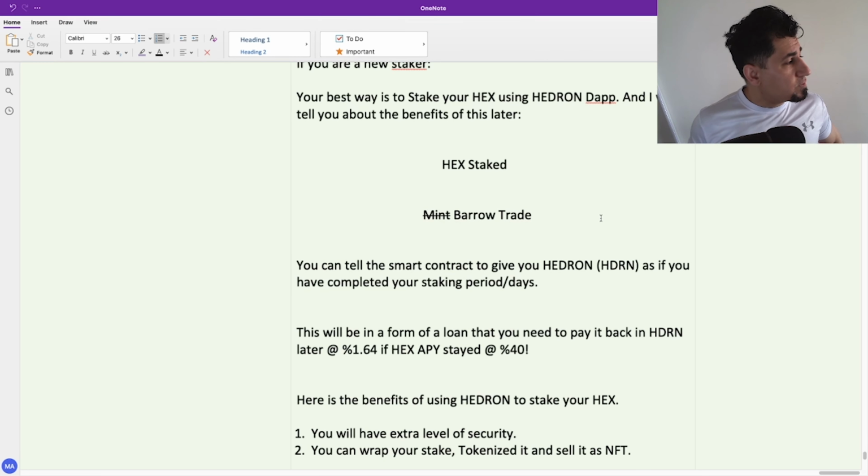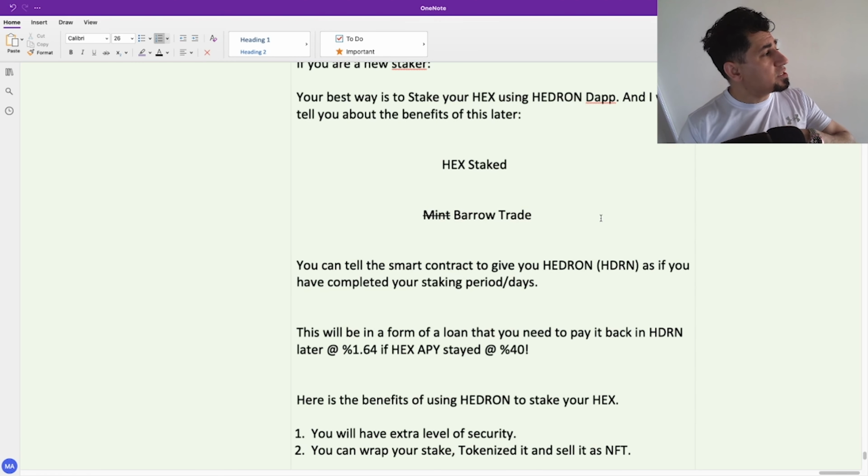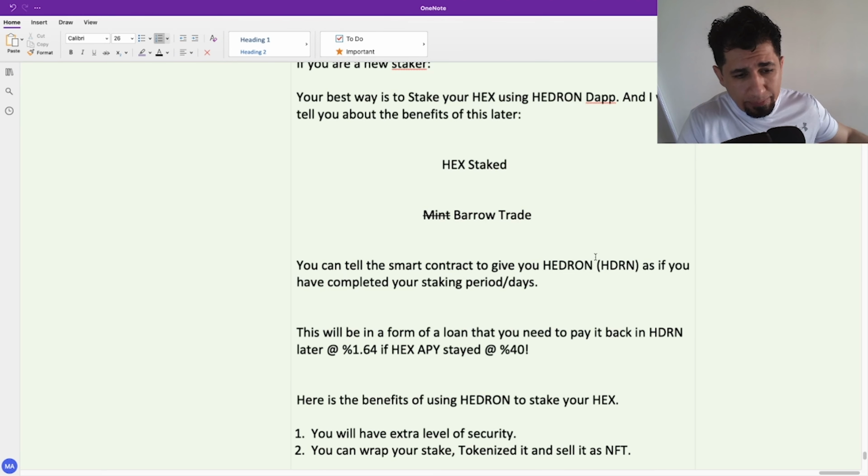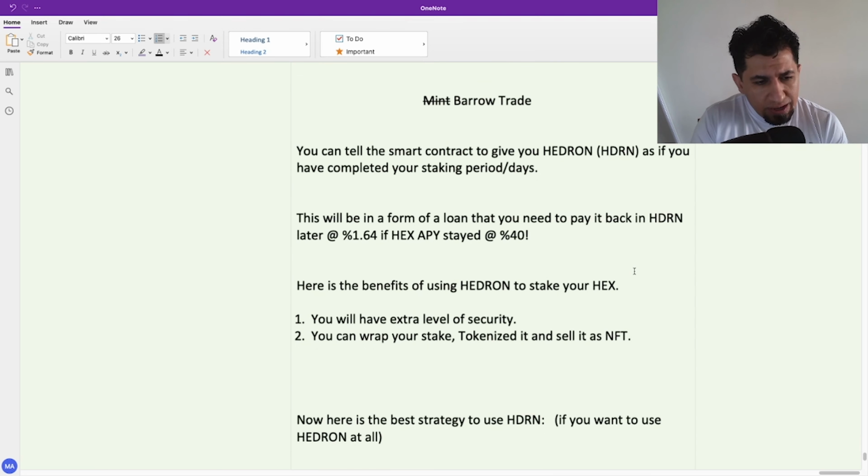Let's continue. So now we know these are the benefits that we are going to be having using HEDRON DApp, staking our HEX. Now here's the best strategy to use HEDRON. All right, if you want to use HEDRON at all, keep in mind this is not financial advice. Do whatever you want with your money. At the end of the day, this is not my money, this is your money. So all I'm doing here is just telling you about the protocol, also giving you all the options.